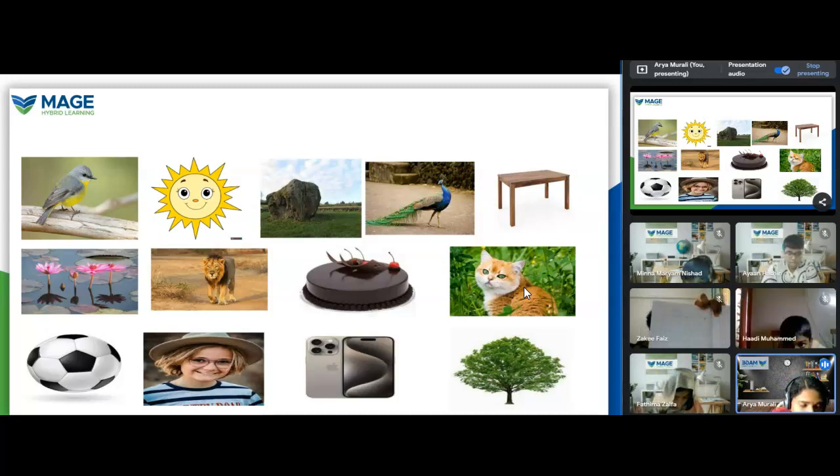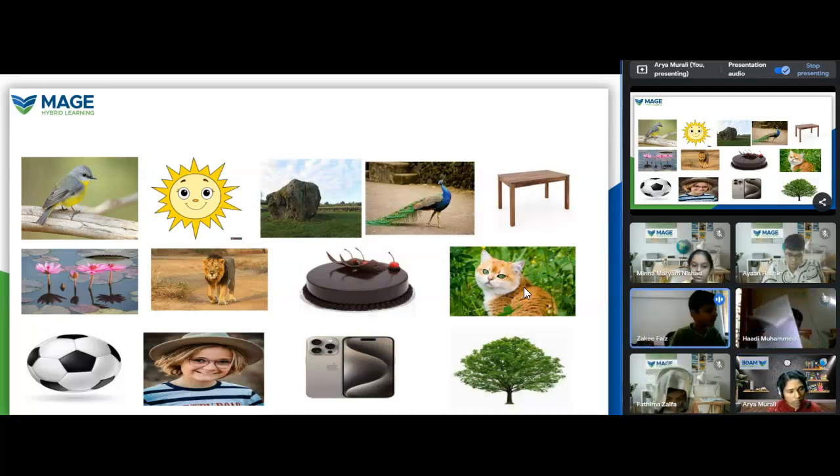What did you write there? Saki, can you read it out? Living things and non-living things. I wrote the heading. Okay.